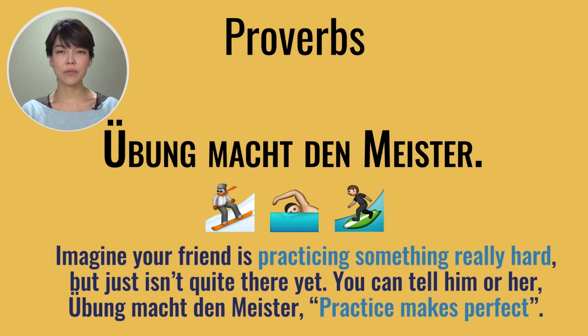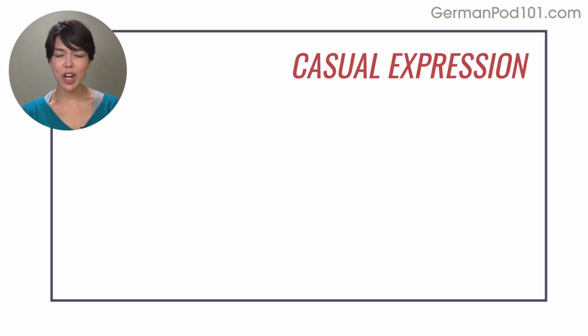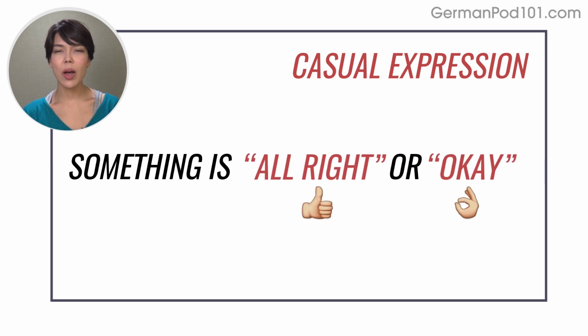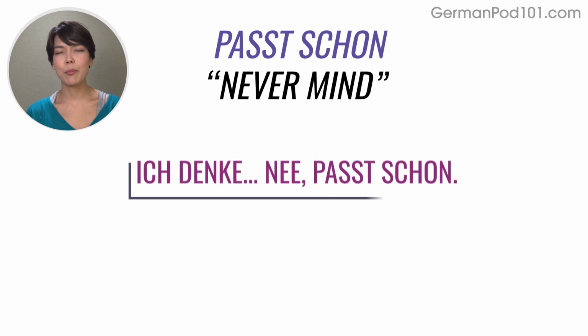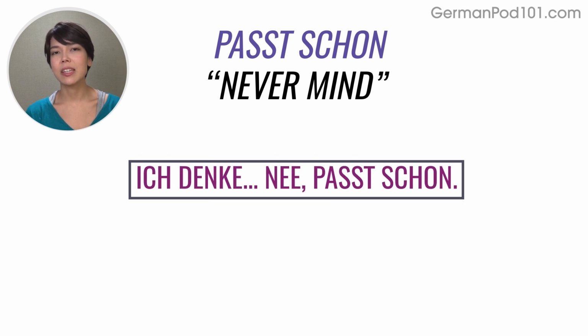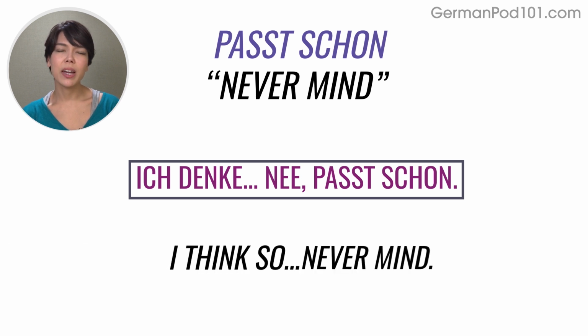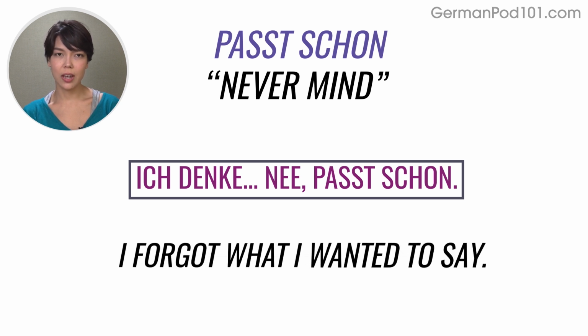Practice makes perfect. What does passt schon mean? Passt schon is a casual expression in German that generally means something is alright or okay. However, it can be used in different ways. Let's do some examples so you can learn how to use passt schon correctly. In some cases, passt schon can mean never mind. For example, ich denke, nee, passt schon. Literally, this means I think so, never mind. But it translates naturally as I forgot what I wanted to say.